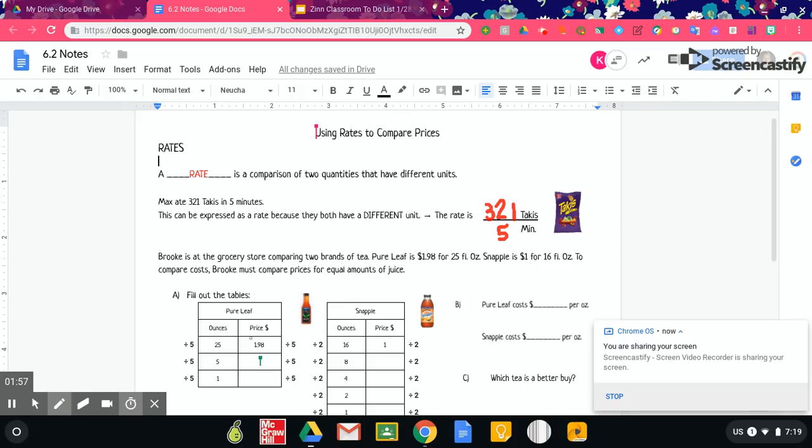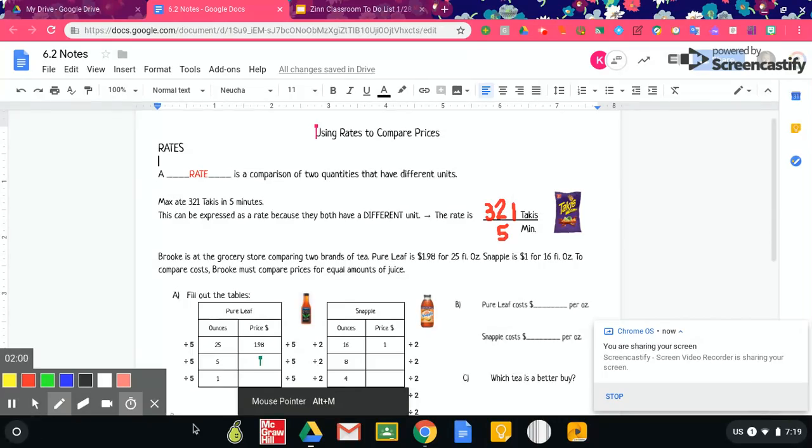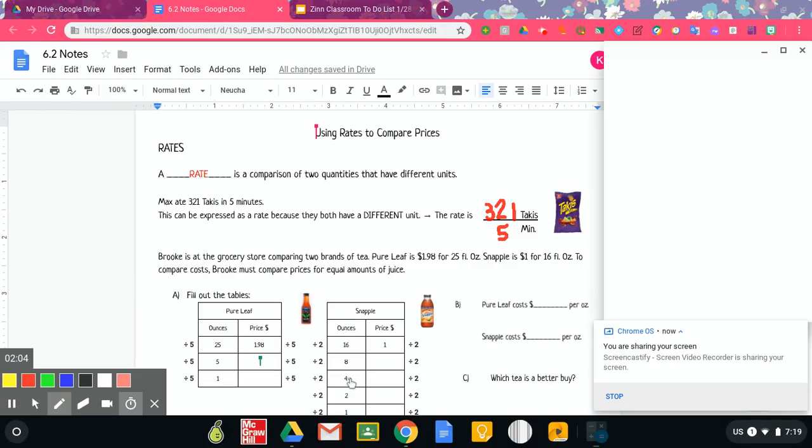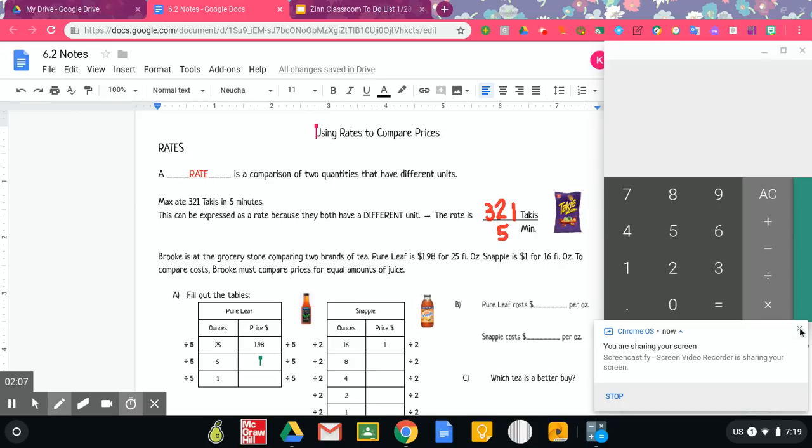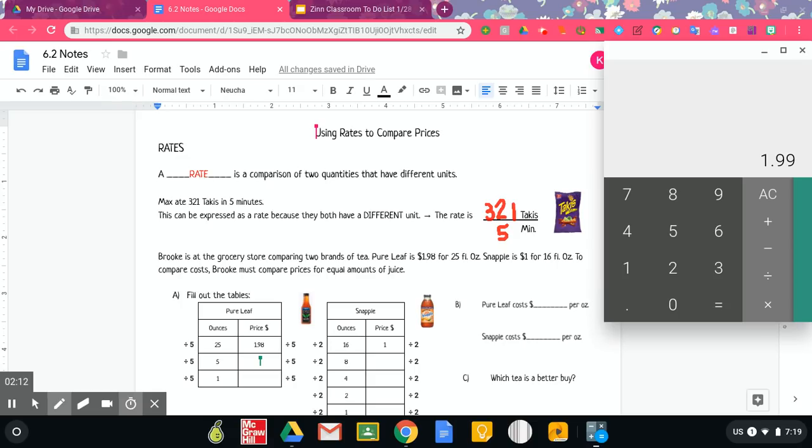So if we take $1.98 and divide it by 5, that's going to give us some sort of a decimal. Let me use a calculator. Okay, so $1.98 divided by 5. Remember, we're talking about money. So when it says $0.396, we need to round that to the nearest cent. And as you know, money only goes 2 digits after the decimal. So that right there is going to round to 40 cents. So 0.40.